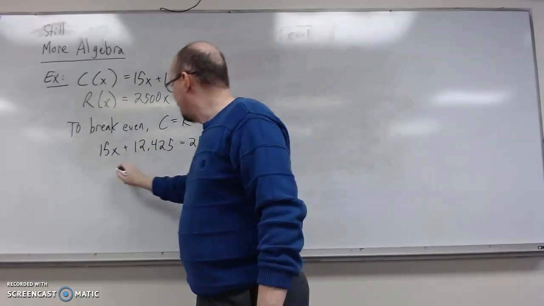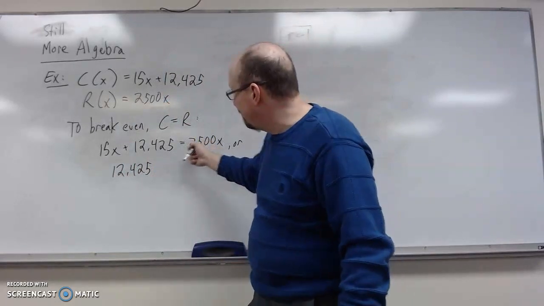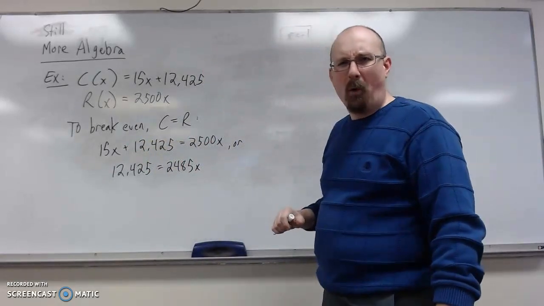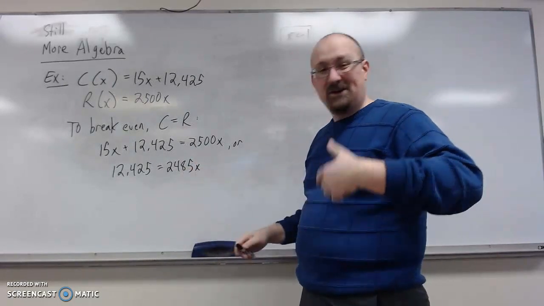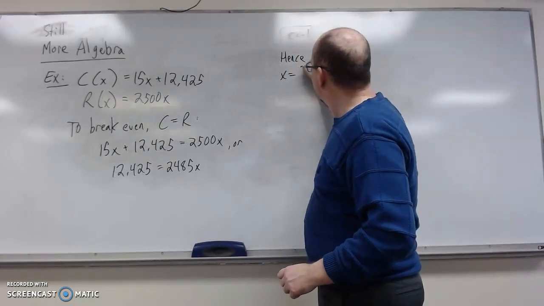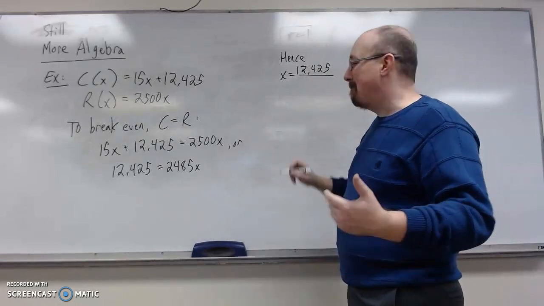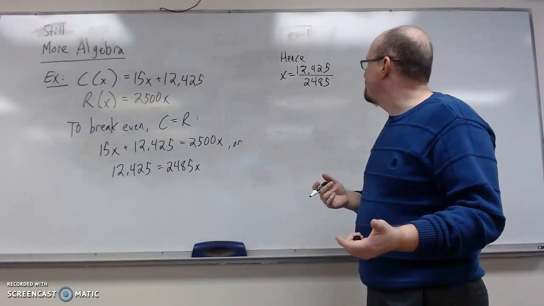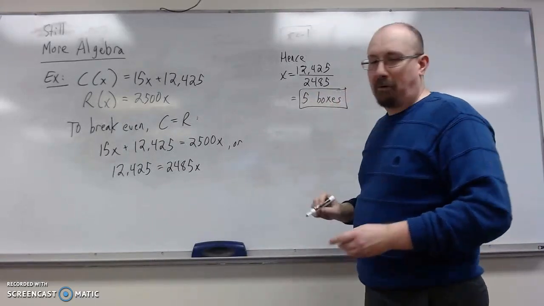So that gives us 12,425 is now by itself on the left-hand side. 2,500x minus 15x is the odd-looking 2,485x. Now to get x by itself, we've got to get rid of the coefficient. We do that via division. So we have 12,425, and then we divide that by the 2,485. And you work out the arithmetic there. That gives us a seemingly promising number.